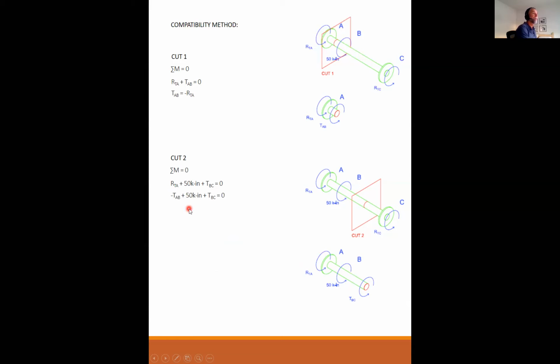So RTA plus 50 kip inch plus TBC equals 0. See here I substituted for RTA minus TAB. Therefore, TAB minus TBC is equal to 50 kip inches. So the internal torque in AB minus the internal torque from B to C is equal to my applied torque, 50 kip inch. Is everybody following along? Any questions so far?